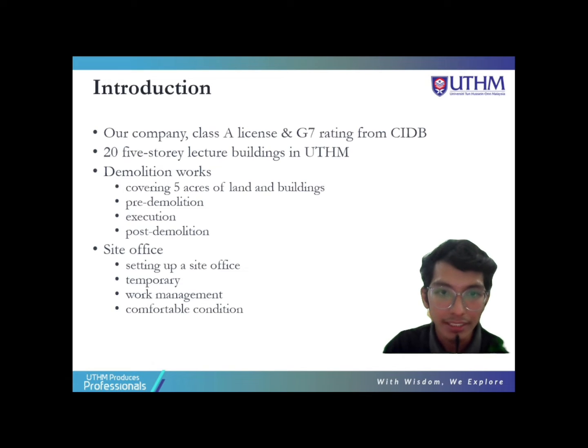Demolition work is divided into 3 stages: pre-demolition, demolition execution, and post-demolition. As a result, we are also establishing a site office on the construction site. A site office is only temporary until the project is completed. The site office will manage work and provide comfortable conditions for construction workers.